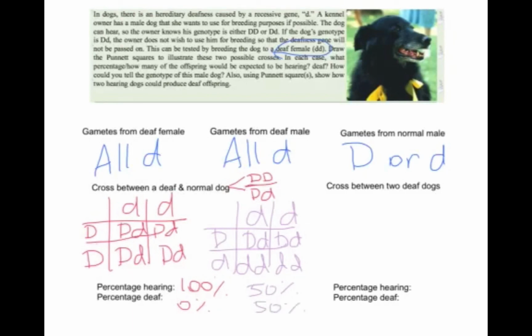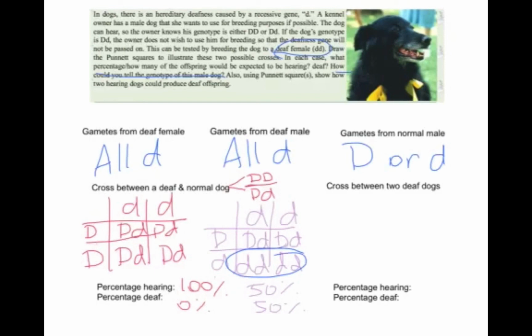So the question asks us at one point, how could you tell the genotype of the male dog? And that would be if we have any deaf puppies as a result of a cross between our normal dog and our deaf female, then we know that he is going to be heterozygous as well.